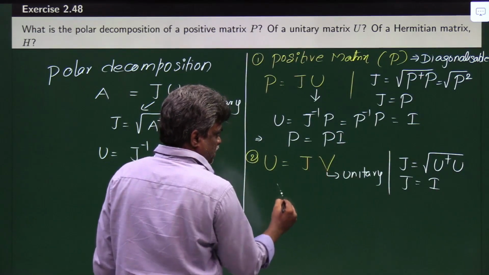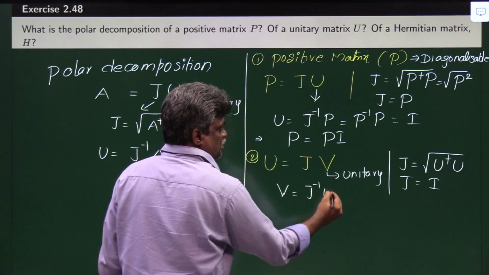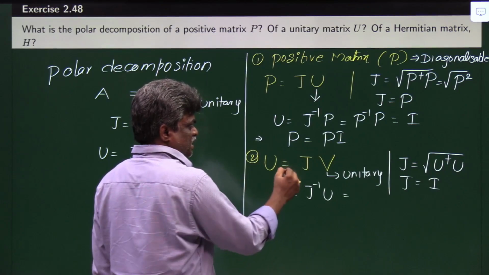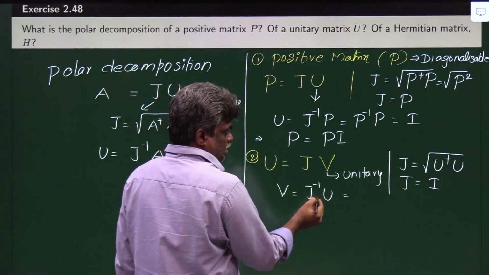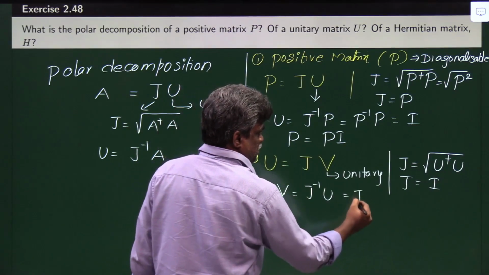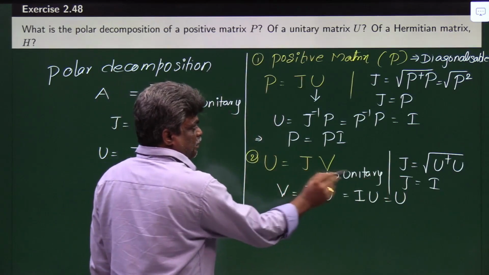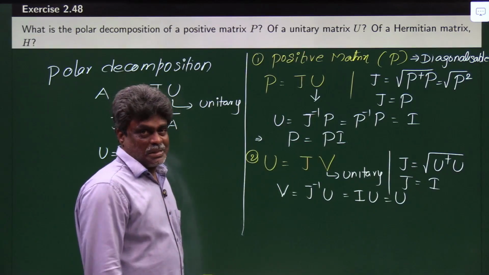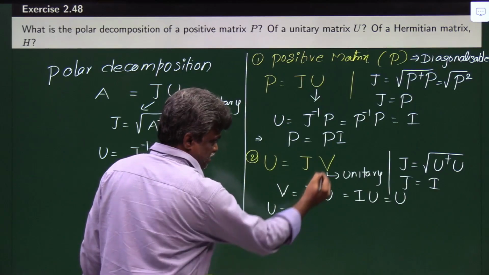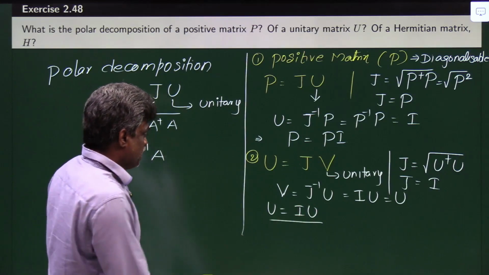Next I want to find V. V equal to J inverse into U, or you can multiply J inverse on the other side, it is okay. What is J here? You got I, J inverse is again I, so V equal to I into U, which is again U. So in this case our V is U, and our J is I. So we can write U equal to I into U.